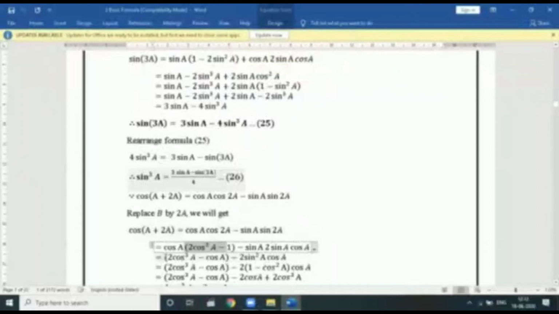After opening this bracket, you will get 2 cos cube a minus cos a, and substitute here sine a into sine square a, and substitute sine square a equal to 1 minus cos square a. Once again open this bracket, so finally you will get 4 cos cube a minus 3 cos a. So finally, this is the formula of cos 3a. Rearrange this formula, I mean find the value of cos cube a. So transfer minus 3 cos a from right to left and divide by 4. So what will happen? You can see here, finally cos cube a.